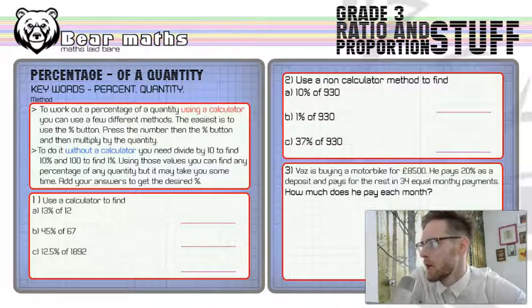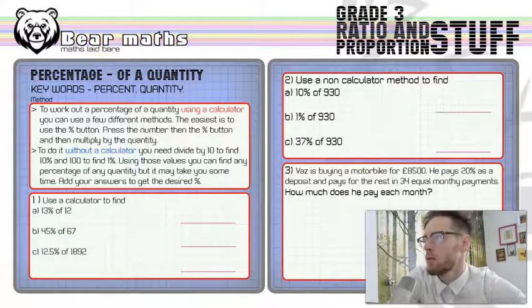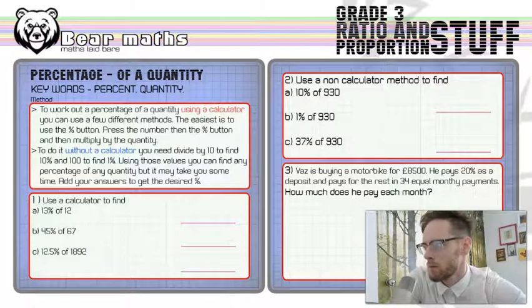Now, the method states, to work out a percentage of a quantity using a calculator, you can use a few different methods. The easiest, in my opinion, is to use the percentage button. Press the number, then the percent button, and then multiply by the quantity. A good thing to remember is that "of", in the words of the question, means multiply.